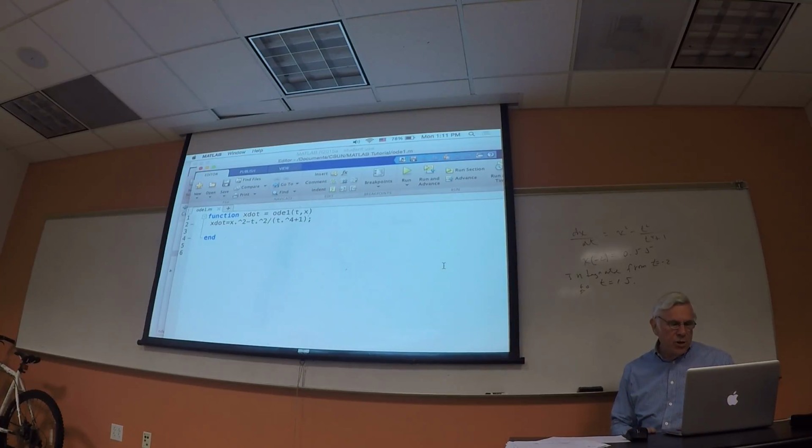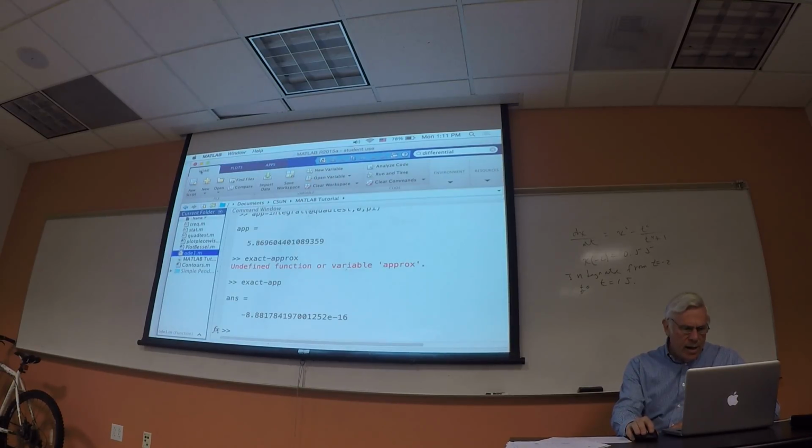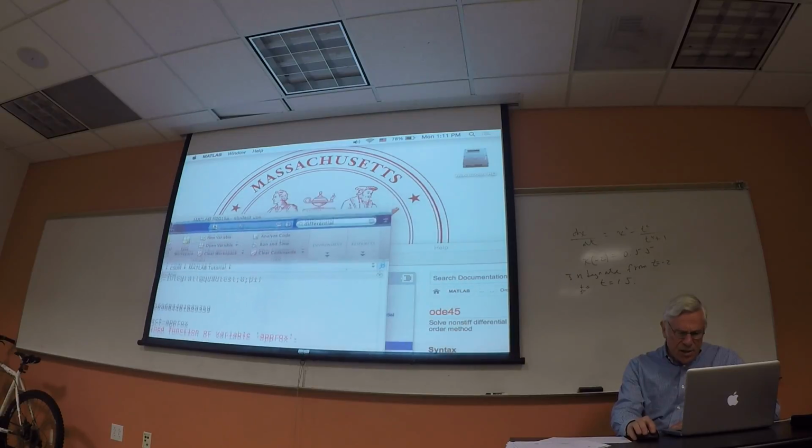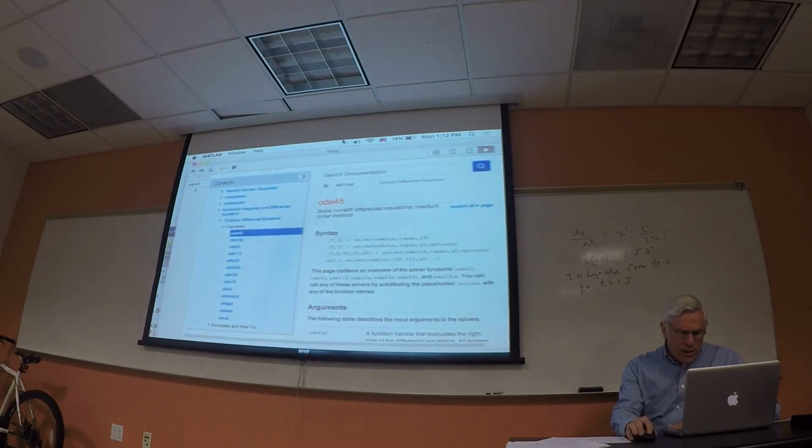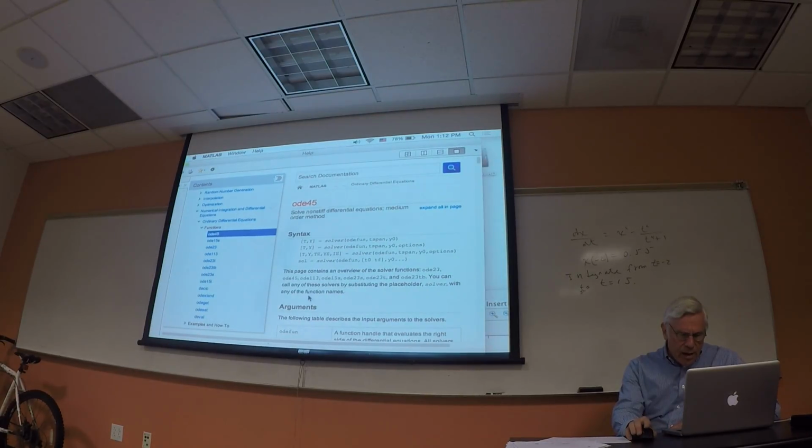So, we got our function, it's called ODE1. Let's go now to the solver, and again, let's remind ourselves of the syntax. Okay, I got the solver, I need the function, the time span, and the initial value.